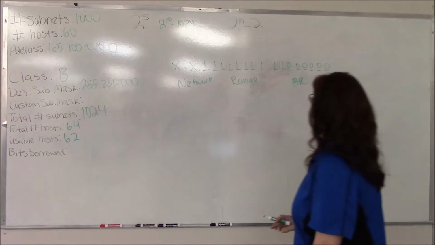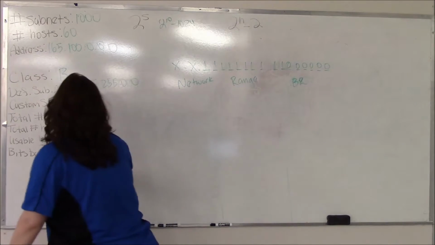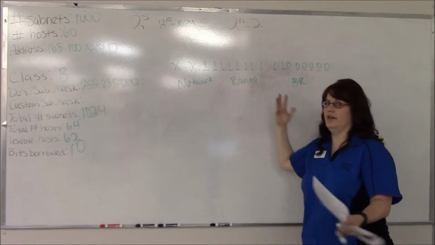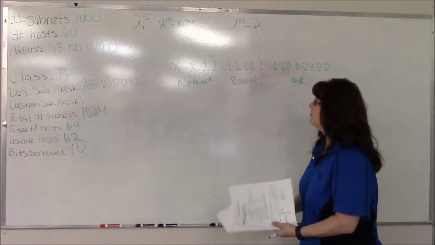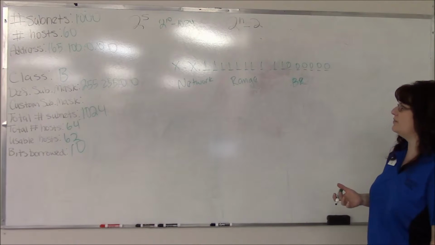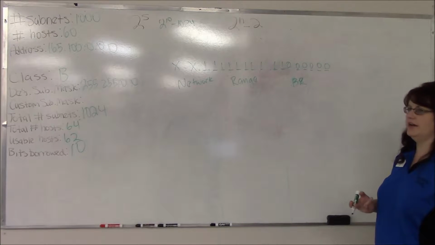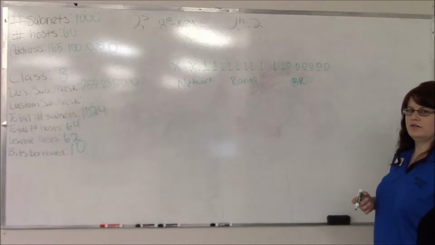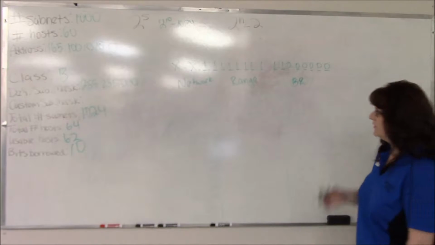And how many bits were borrowed? 10. Because we're borrowing from the host portion no matter where that starts. So in this case it started here. So that's 10. Which makes our custom subnet mask what? When you convert that to binary, 255, 192. Yep.